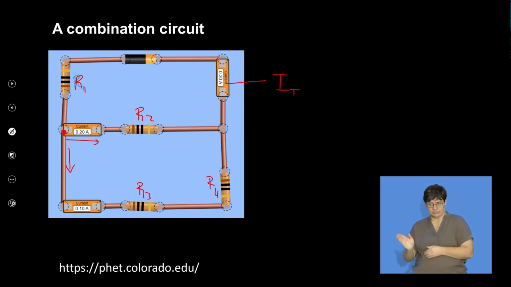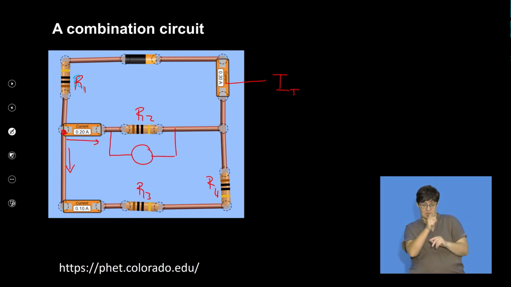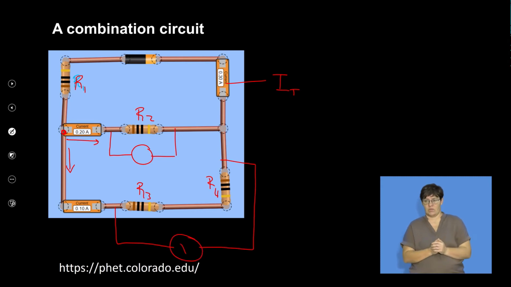So the amount of current that passes through R2 is actually part of the 0.3 amperes. But in terms of voltage, the voltage across this resistor is actually equal to the voltage across this one. Why? Because R3 and R4 are actually in series.